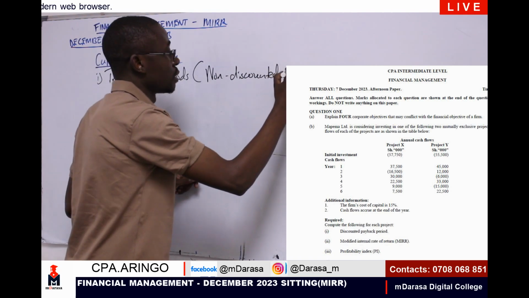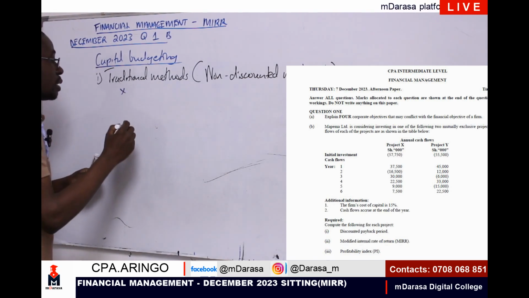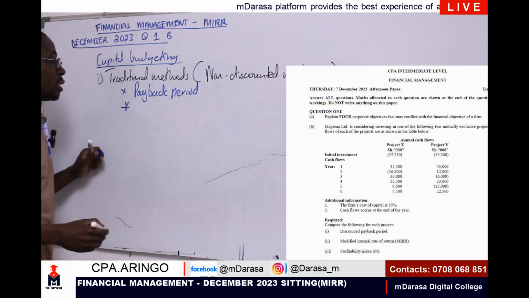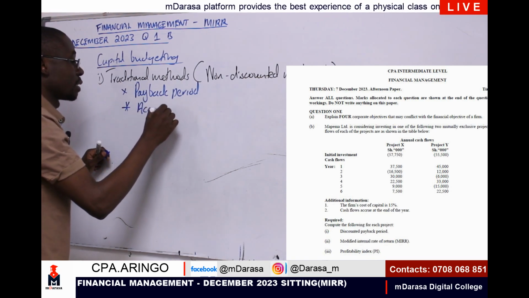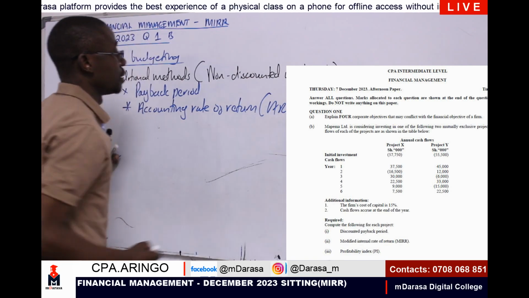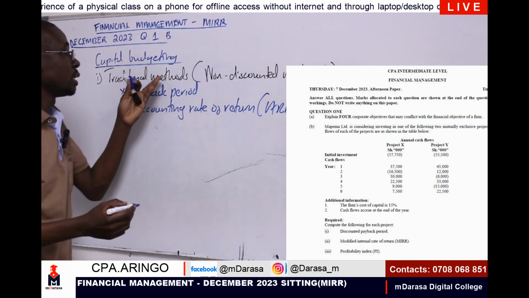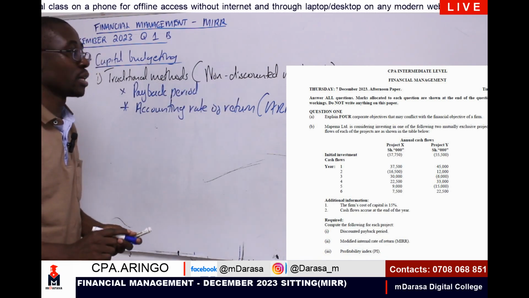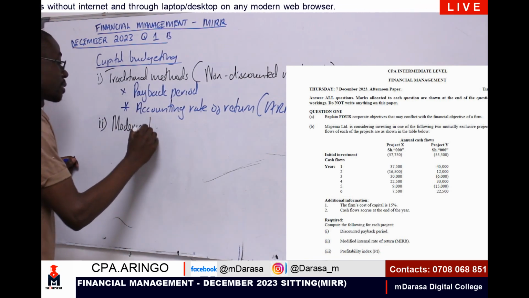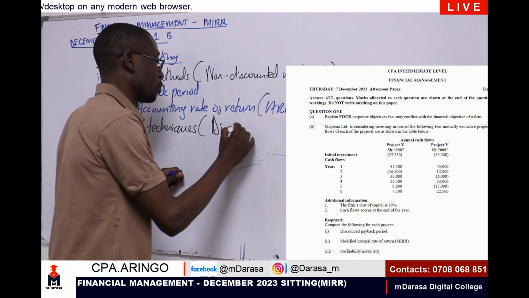Under non-discounted methods, what you must always recall is that we talked about, number 1, the payback period, and number 2, the accounting rate of return, ARR. These are capital budgeting techniques. Number 1, we're talking about traditional techniques, which we refer to as non-discounted methods. And number 2, we talked about discounted techniques, or modern techniques.